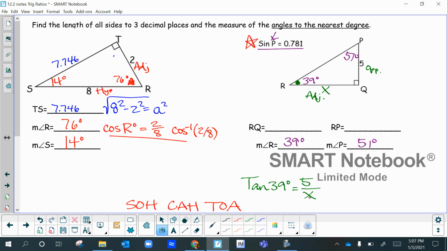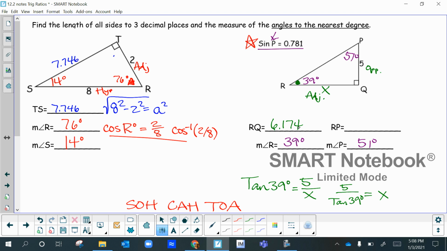So the variable's on the bottom, so if you remember clearly, if the variable's on the bottom, I'm going to divide. So I'm going to do 5 divided by tangent of 39 degrees, and that's going to give me my side length. So let's go to our calculator. Make sure you do not have the inverse functions on. We're back to normal. So 5 divided by tangent 39 equals, I'm rounding to 3 decimal places, so that's 6.174.